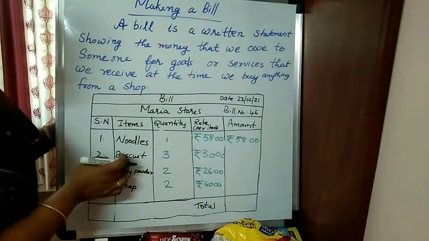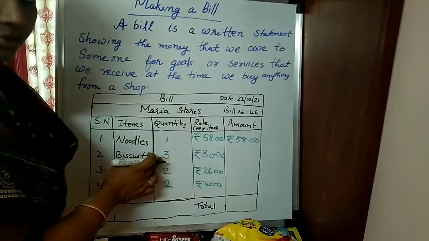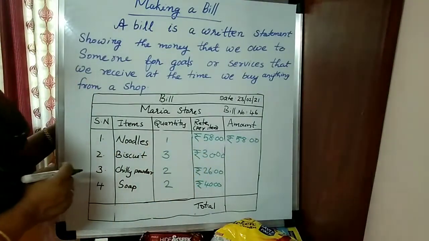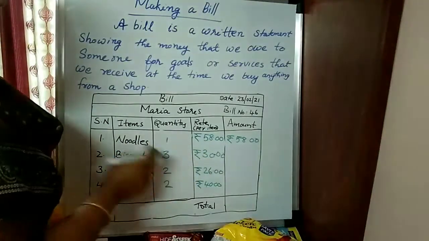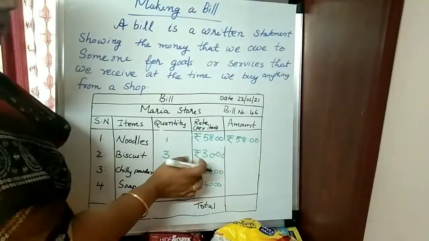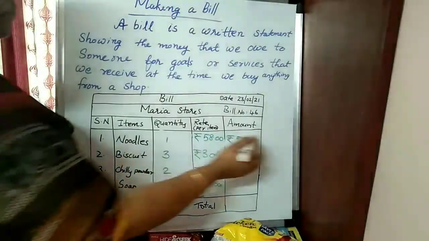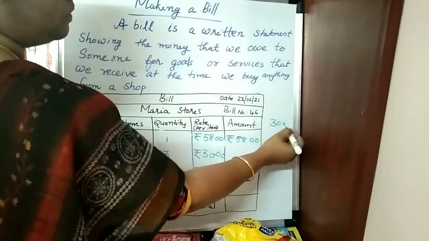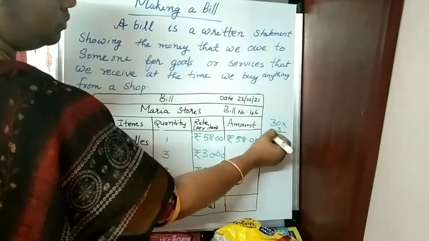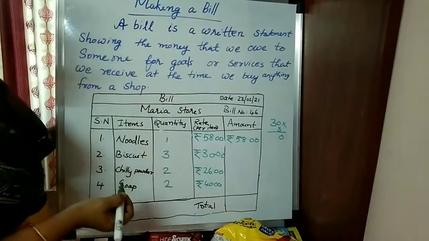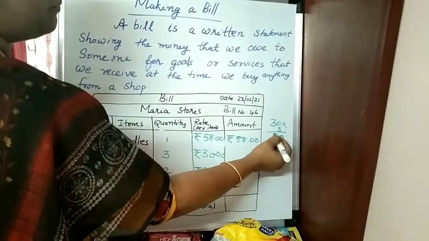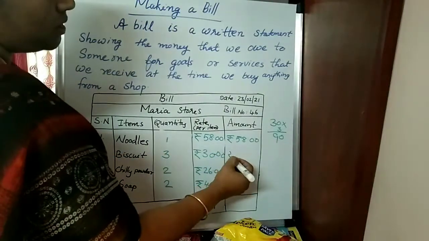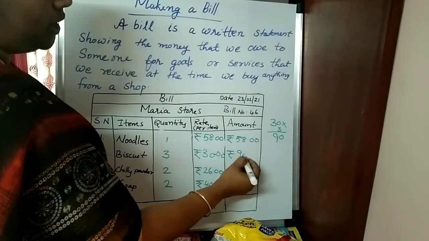Then our next item. How many packets of biscuits are there? 3 packets. Each costs 30 rupees. So what is the total amount? 30 into 3. There is no paisa, so you just multiply 30 into 3. 3 zeros are 0. 3 threes are 9. So what is the amount of those biscuits? Rupees 90.